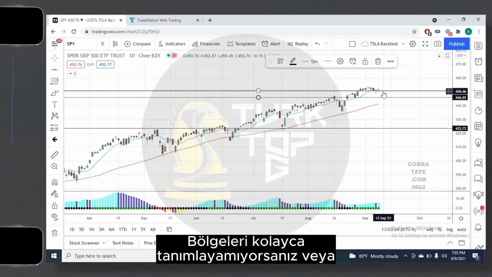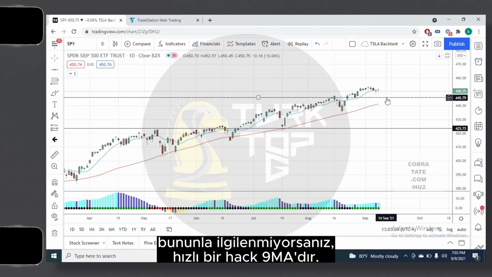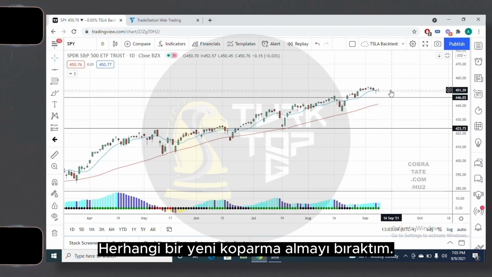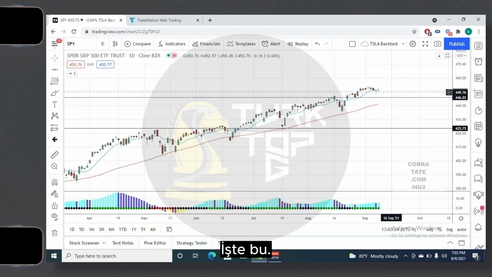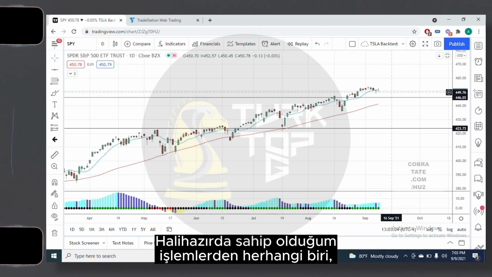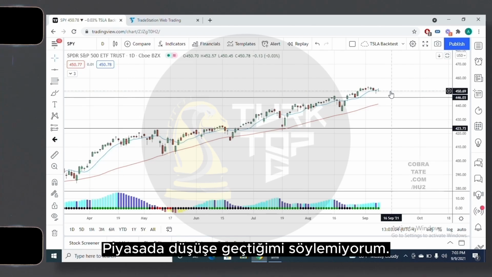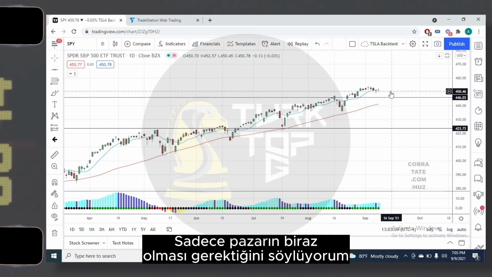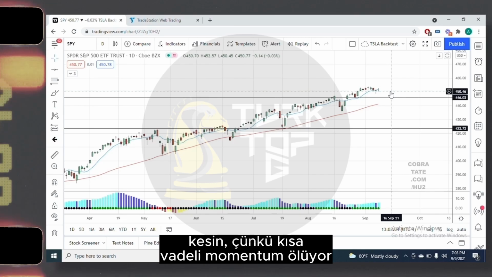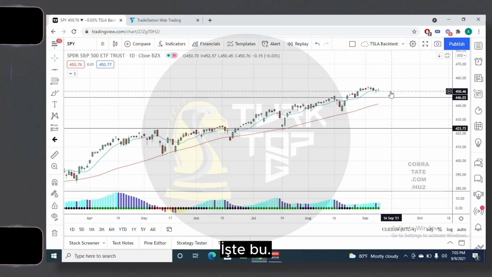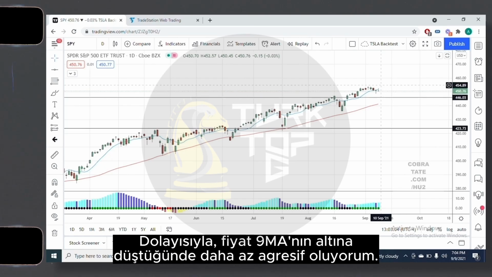If you cannot define zones easily, or if you're not interested in that, a quick hack is the 9 MA, right? If the price of SPY falls below the 9 MA, I stop taking any new breakouts. That's it. Any of the trades that I already have, if they're not acting right, I will start cutting them. It just means I'm going into defensive mode. I'm not saying I'm going short. I'm not saying I'm bearish on the market. I'm just saying the market is supposed to have some chop because the short-term momentum is dying down, and I'm going on the defensive. That's it.